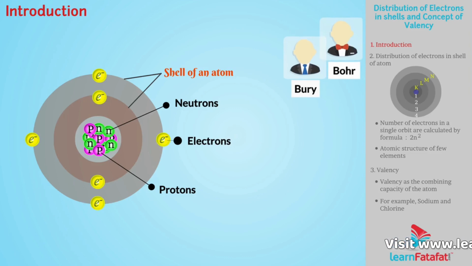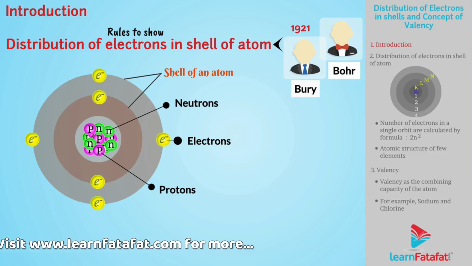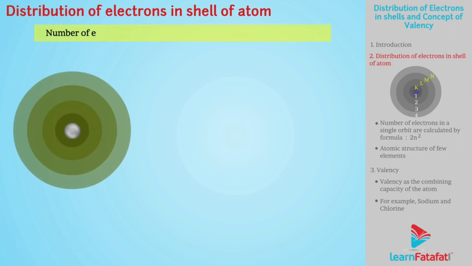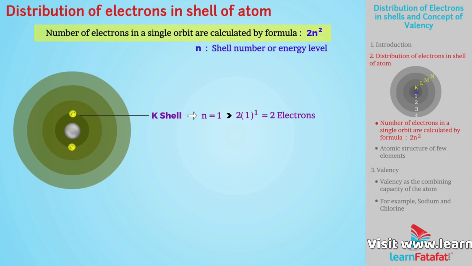Bohr and Bury in 1921 presented some rules to show the distribution of electrons in the shells of an atom. The number of electrons in a single orbit is calculated by the formula 2n², where n is the shell number or energy level. K shell is the first shell. Here n equals 1. Therefore, K shell will have 2×1², which equals 2 electrons.